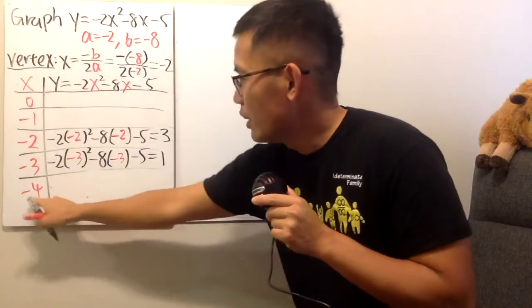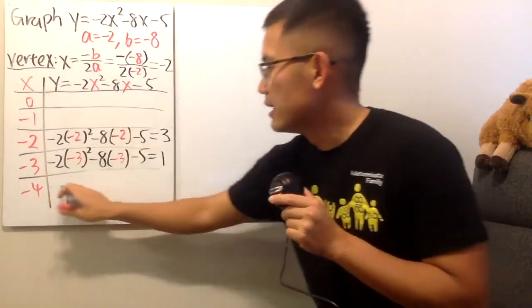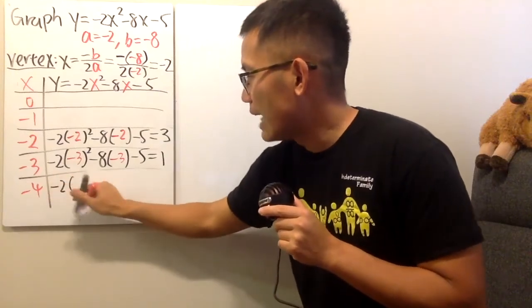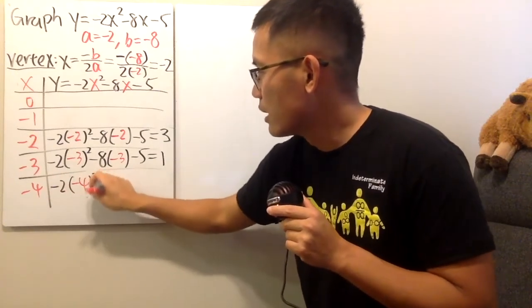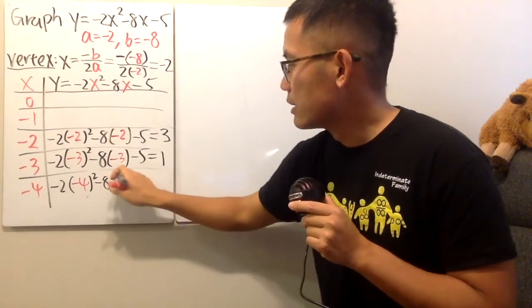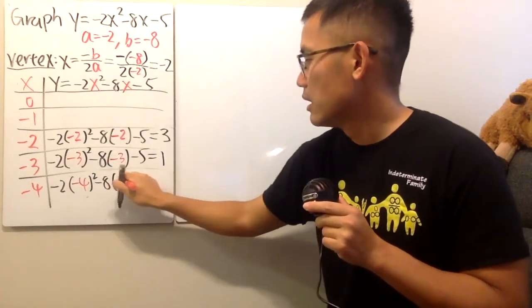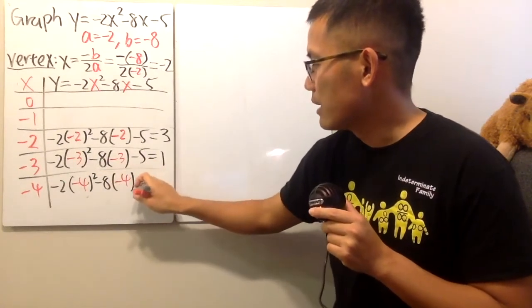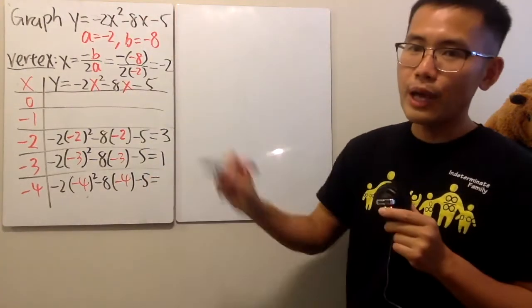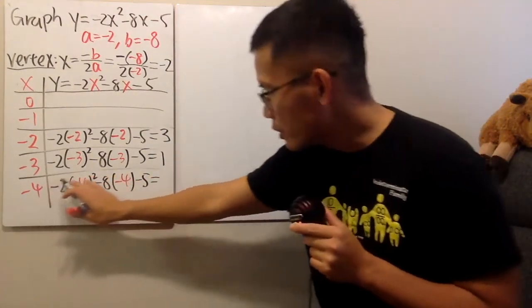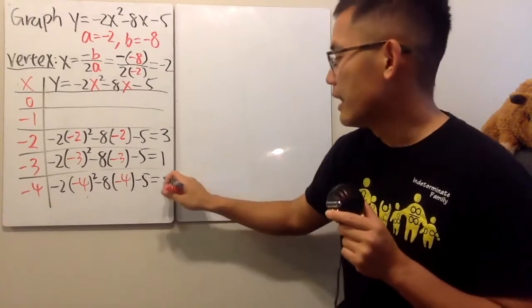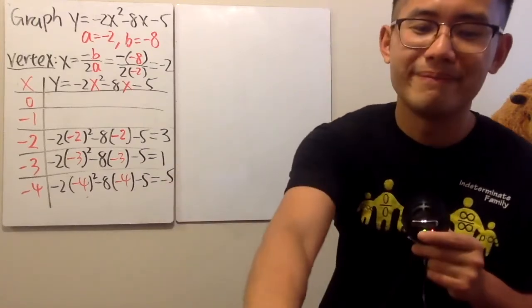Then for this one, of course, you put negative 4 into all the x. So we get negative 2 times negative 4 squared, and then minus 8 times this in here. And lastly, again, minus 5. Well, use a calculator if you would like. I'll tell you, all in all, we will end up with negative 5.